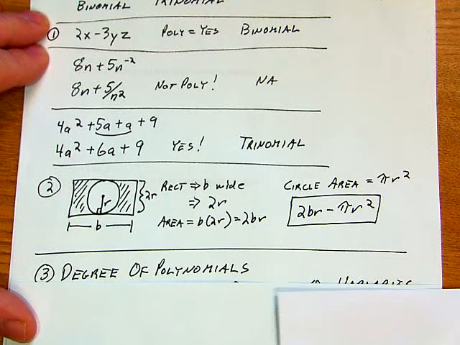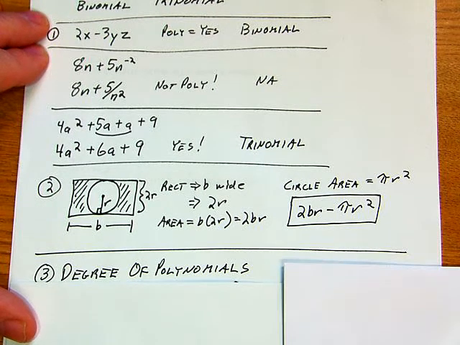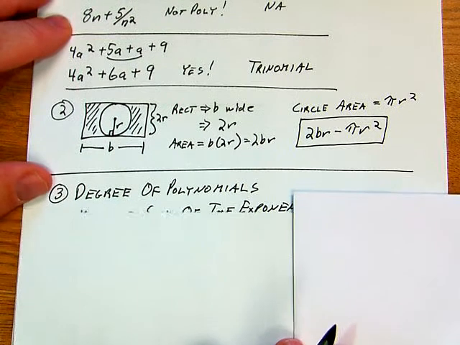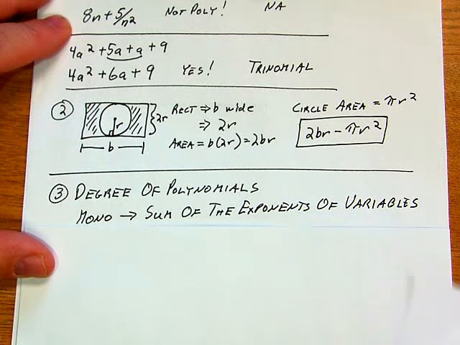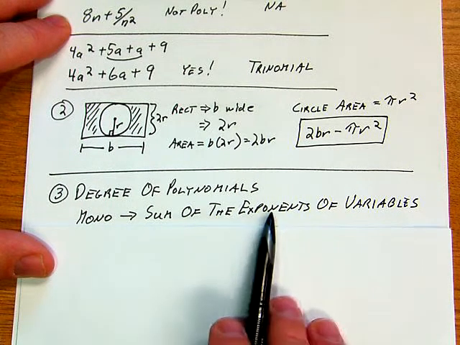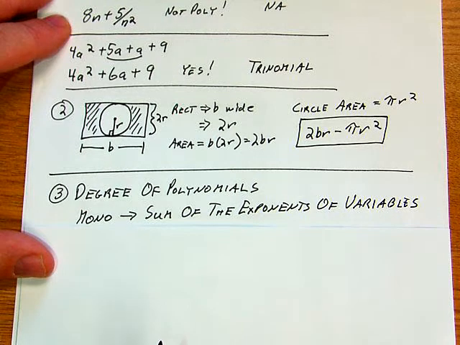The next thing we talk about is degrees of polynomials. And to know the degree of a polynomial, you have to understand what a degree of a monomial is. Okay, so let's take a look at what that definition is. The degree of a monomial is the sum of the exponents of the variables. The sum of the exponents of the variables.